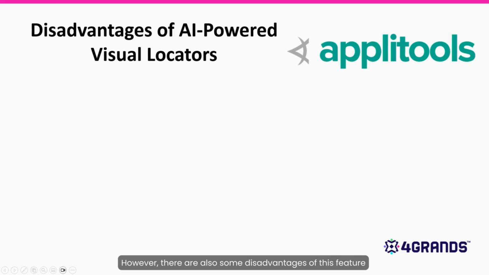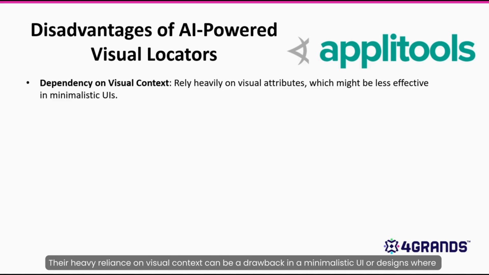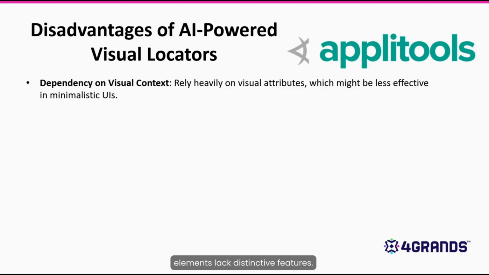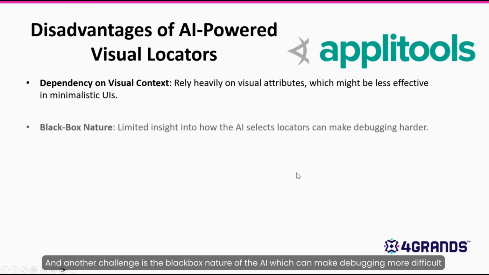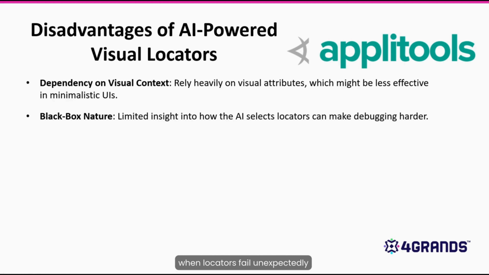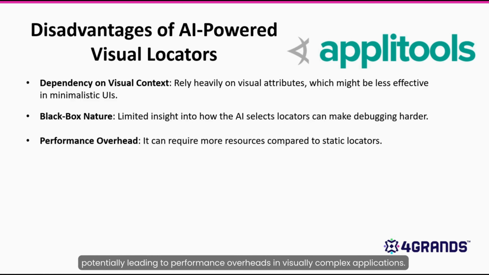However, there are also some disadvantages of this feature. Their heavy reliance on visual context can be a drawback in minimalistic UIs or designs where elements lack distinctive features. In such scenarios, the AI may struggle to differentiate between elements. And another challenge is the black box nature of the AI, which can make debugging more difficult when locators fail unexpectedly. Furthermore, processing and analyzing visual elements require additional resources, potentially leading to performance overheads in visually complex applications.